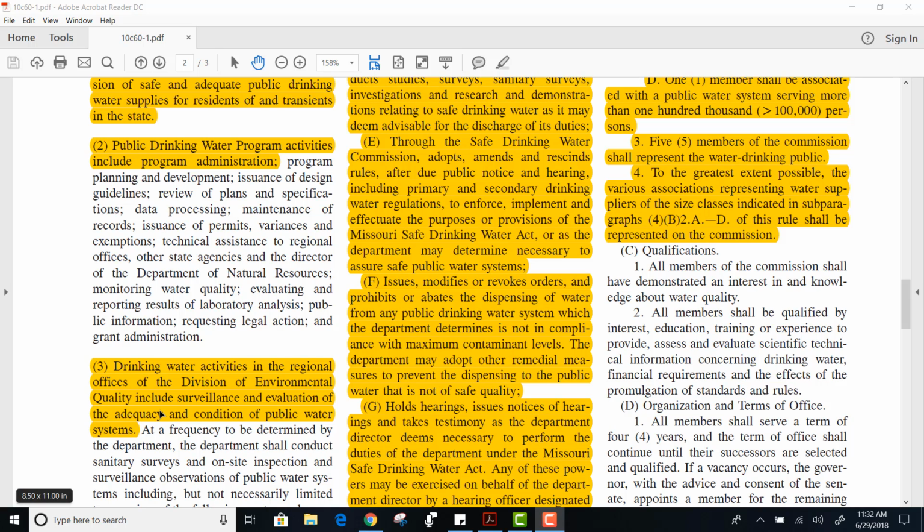And then number 3 goes to drinking water activities in the regional offices, which includes surveillance and evaluation of the adequacy and condition of public water supplies. So what it boils down to, Jeff City controls the regs, the regional offices control the water systems. Now you can interact with Jeff City at various times because they have some stuff such as the records of sampling and this kind of stuff that you can call and find out. But for the most part, you'll deal with your regional office.